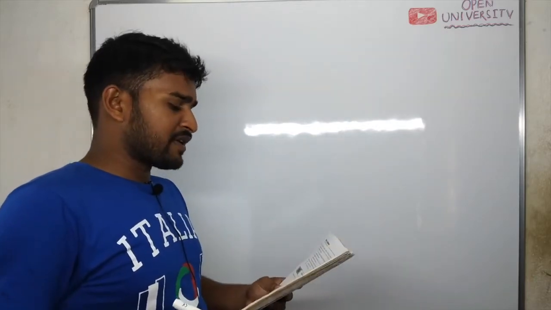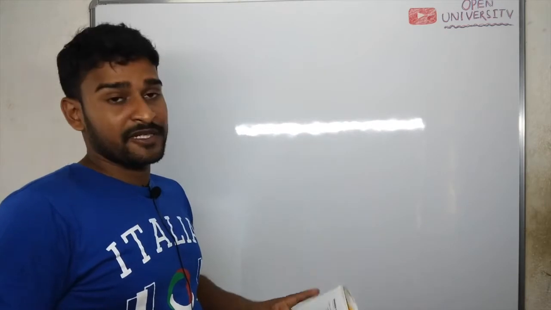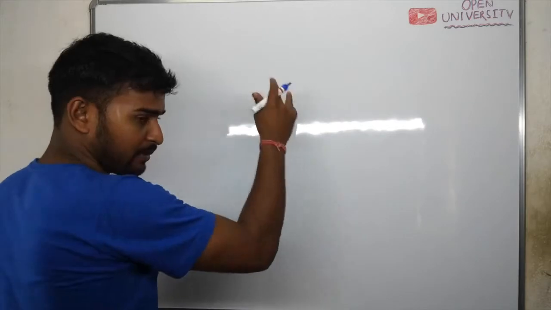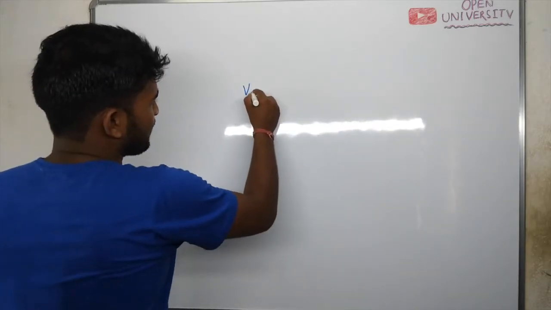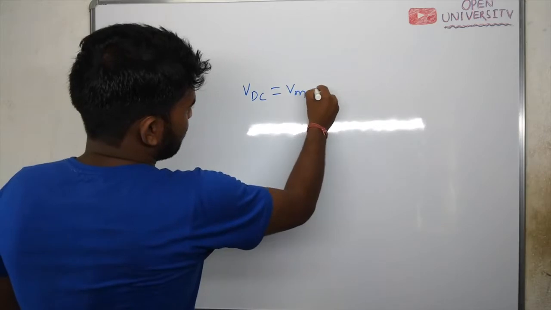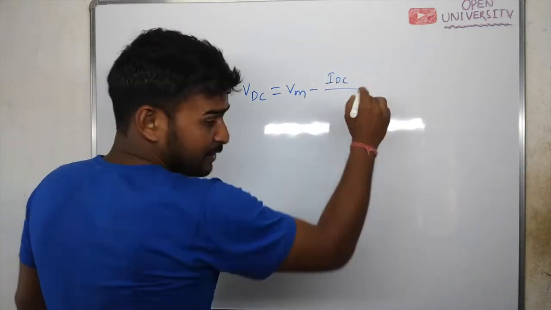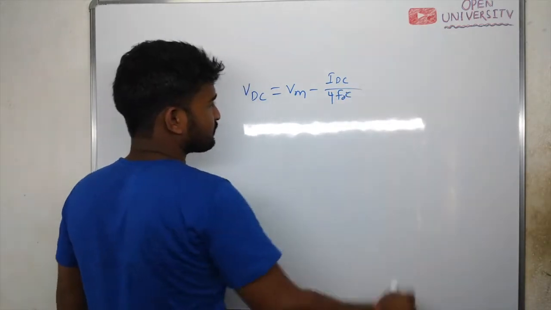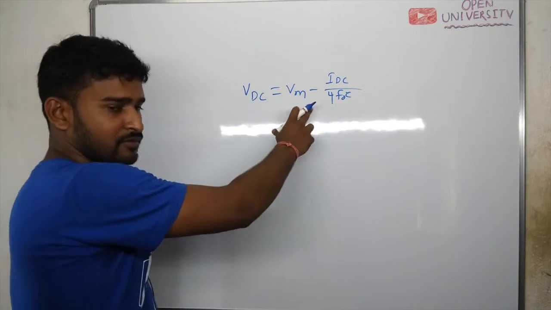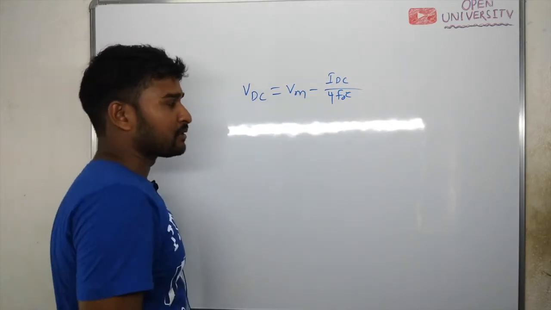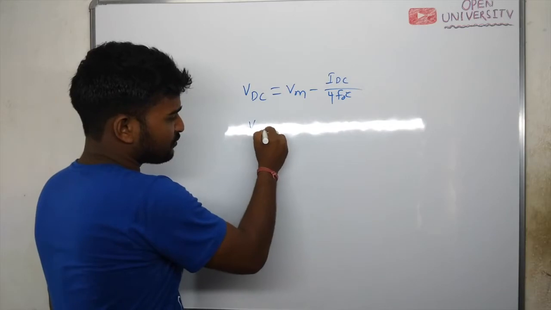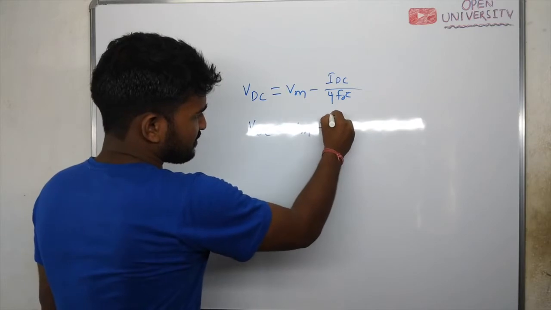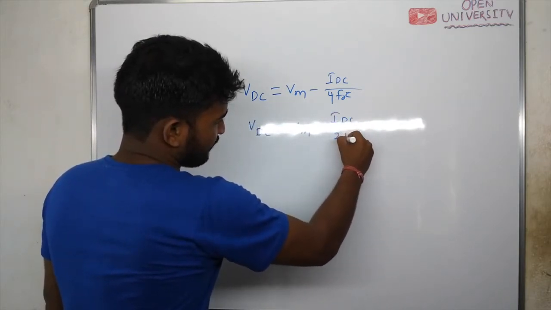But the first statement is the DC voltage will be lower than its expected value. What was the formula for the DC voltage of a full wave rectifier with capacitor filter? VDC was Vm minus Vr by 2, or you can say IDC by 4 f naught C. But this is for the full wave rectifier with capacitor filter. What was the formula for the DC output voltage of a half wave rectifier with capacitor filter? The formula was Vm minus IDC by 2 f naught C.